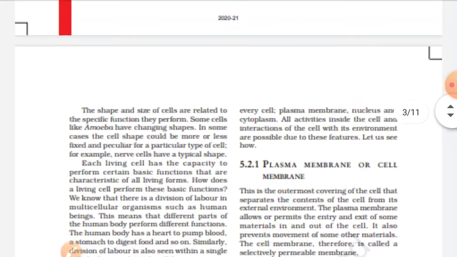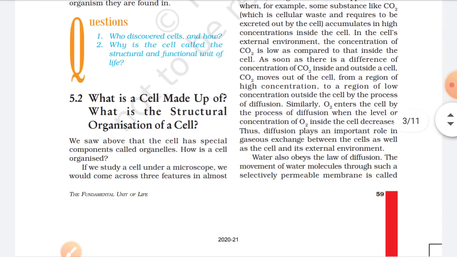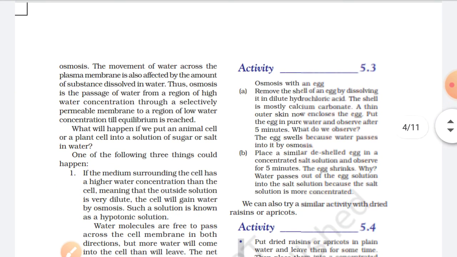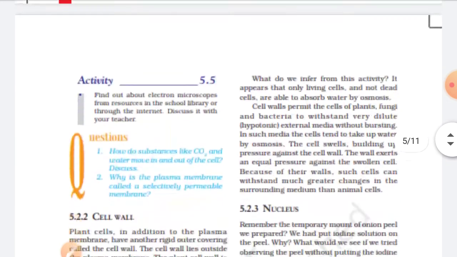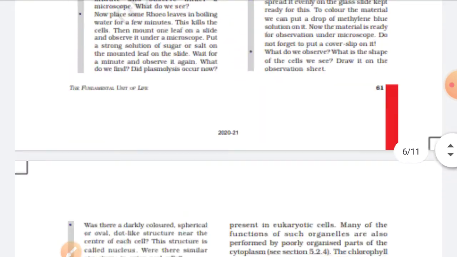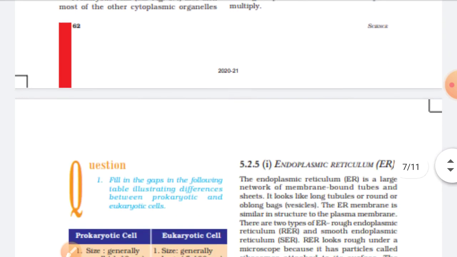So we will be reading plasma membrane and cell wall in our next classes. Plasma membrane, cell wall and cytoplasm will be covered in one class, and in this class we are going to know about the nucleus topic. Nucleus topic we are going to cover in this class. So you have to watch every video to clear your concepts.